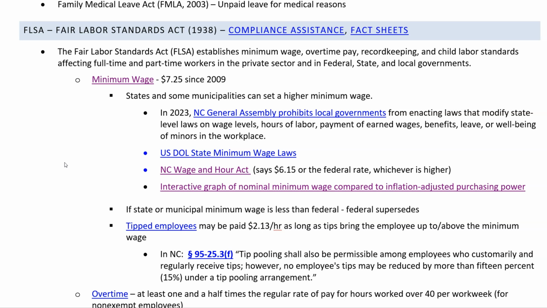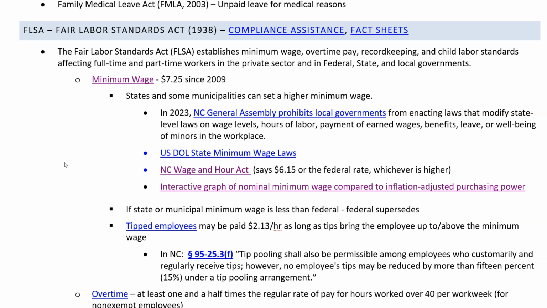Now, the federal minimum wage isn't the end-all be-all because states and some municipalities can set a higher minimum wage. So each state can go in and set a minimum wage that would apply within the borders of that state. And in a lot of states, municipalities can even set higher minimum wages. You can't set them lower, because you'd still have to pay the federal minimum.